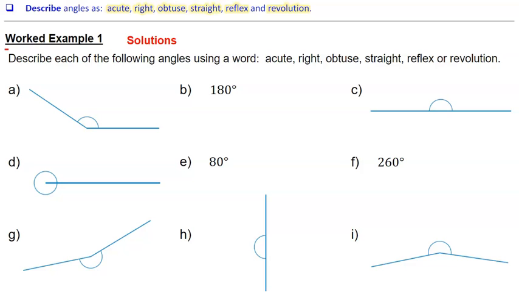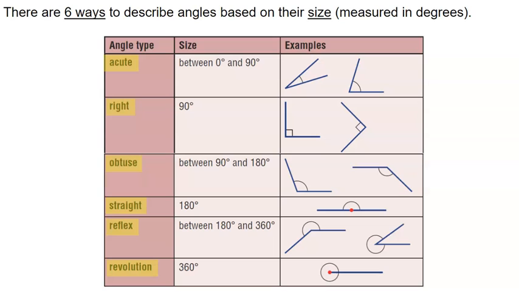In this video, we must describe each of the following angles using a word. Choose from acute, right, obtuse, straight, reflex, or revolution. We must be able to recognize the size of that angle, either as a range or as an exact measurement.